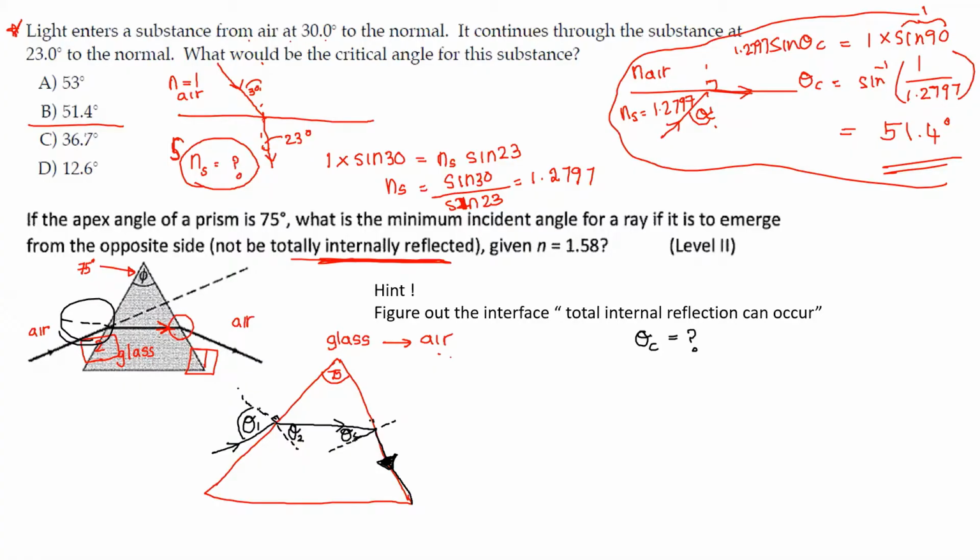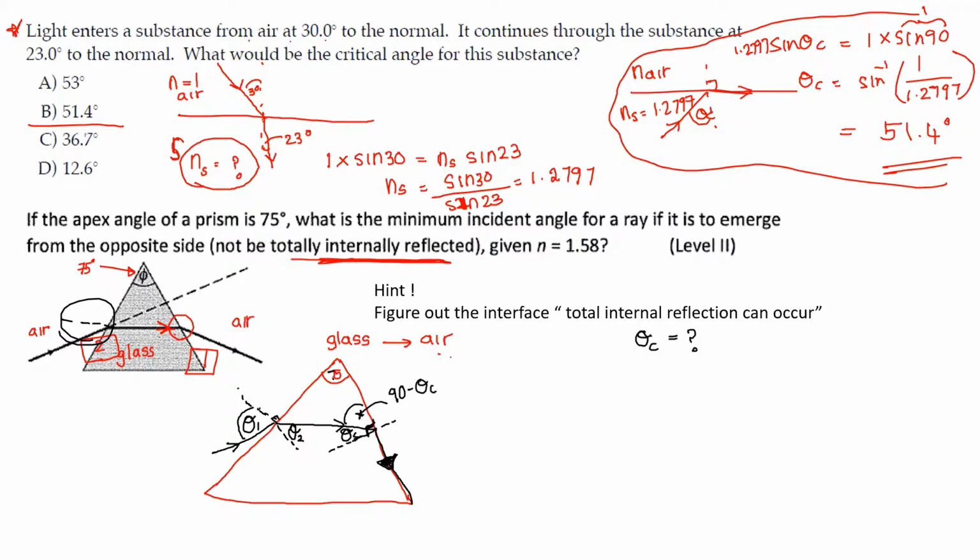So if this is theta c, what can you tell about this angle, which I marked from across? What should that angle be? If this is theta c, this is 90 degrees, right? So this should be 90 minus theta c. Are you okay with this? Yes, okay.